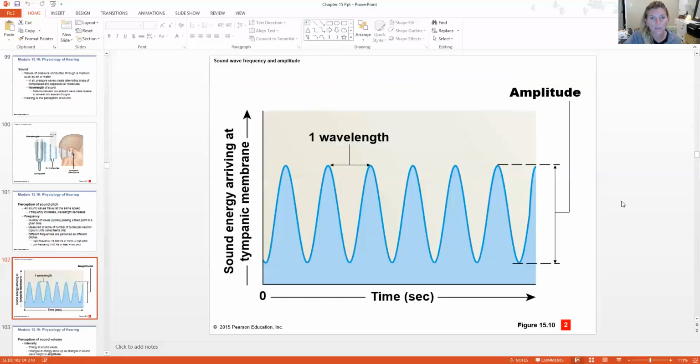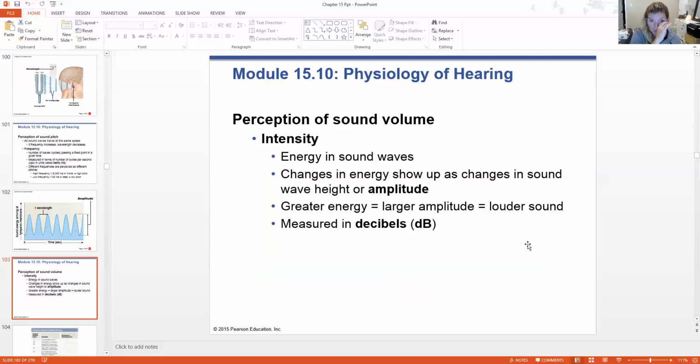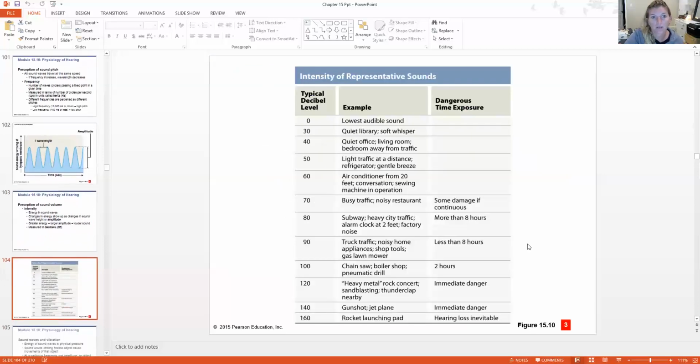That's what pitch is. So here you see, all that is referring to is how quickly these sound waves are bobbing up and down. How big is their wavelength? There's also intensity. Intensity is the energy of the sound wave. This is going to change in the form of what we call amplitude. The greater the energy, the larger the amplitude, the louder the sound. It's measured in decibels. So amplitude is this, and that is how loud or how soft you're hearing that sound.